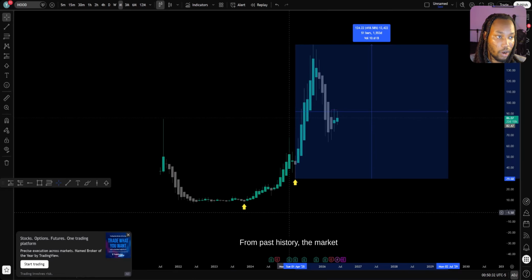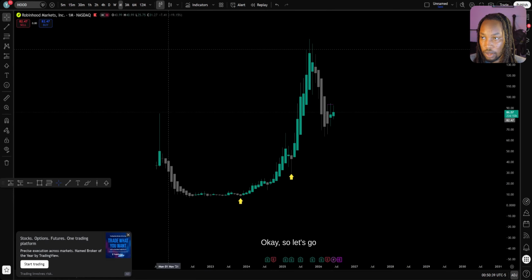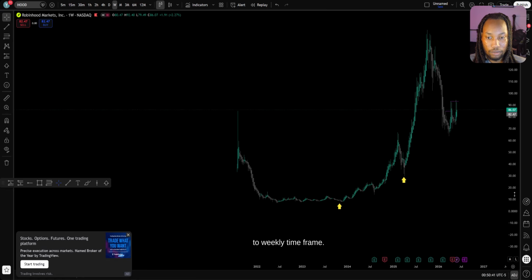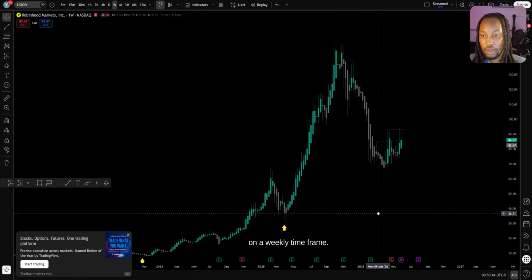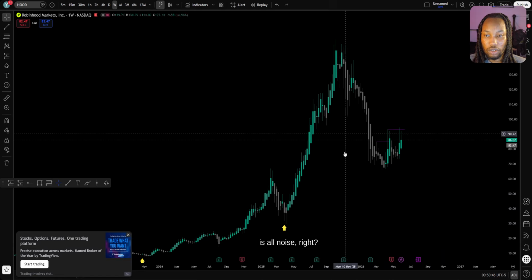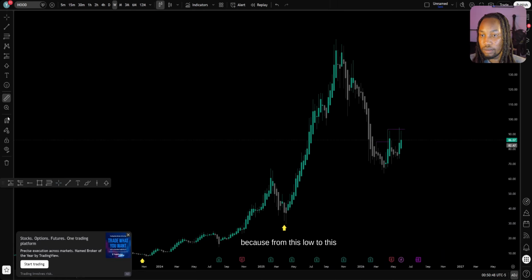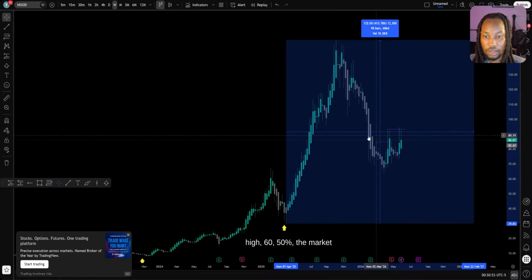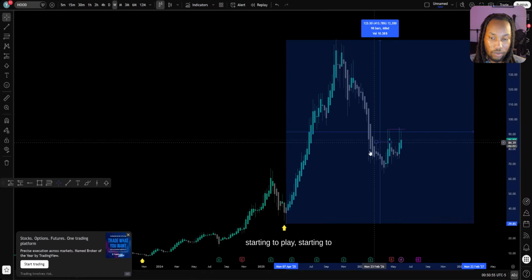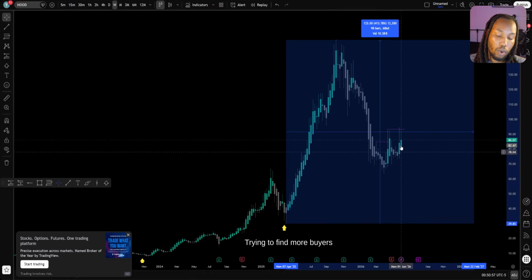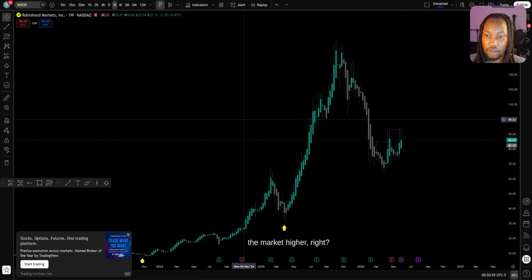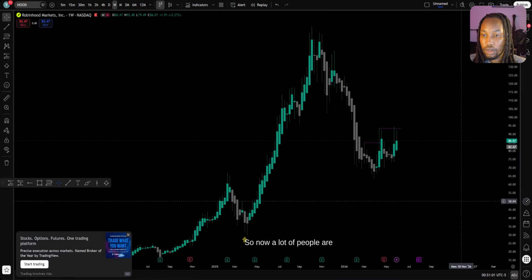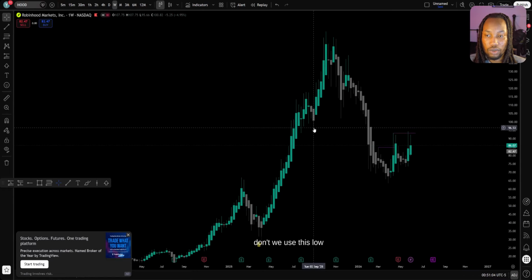From past history, the market has always given us a 50% retracement and then continues to go higher. So let's go to the weekly time frame. We can see this perfectly on the weekly. A lot of people are going to say this is all noise. From this low to this high, at the 50%, the market is starting to rally, trying to find more buyers to push the market higher.